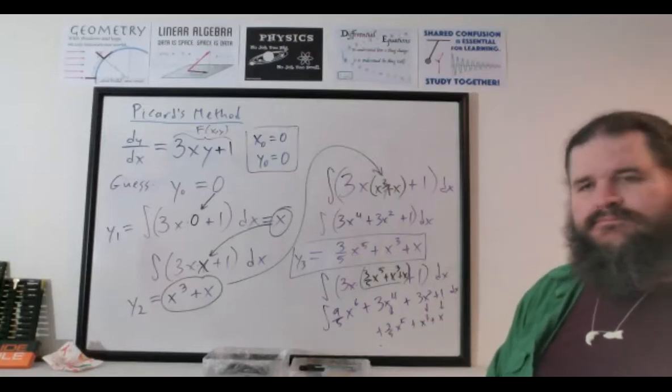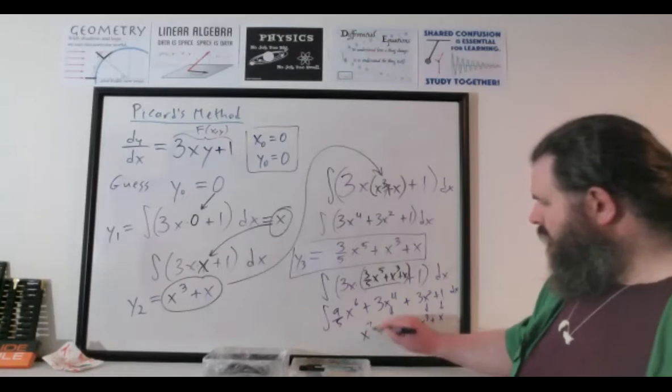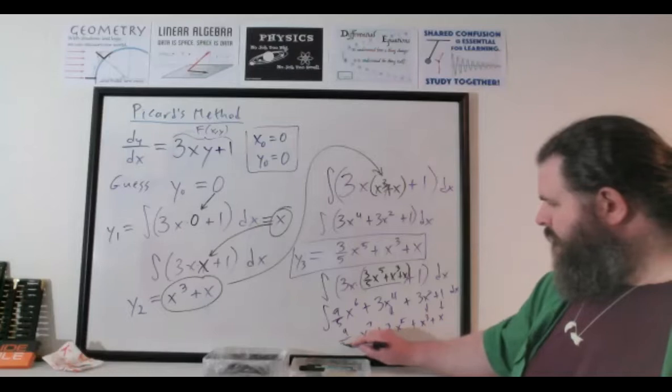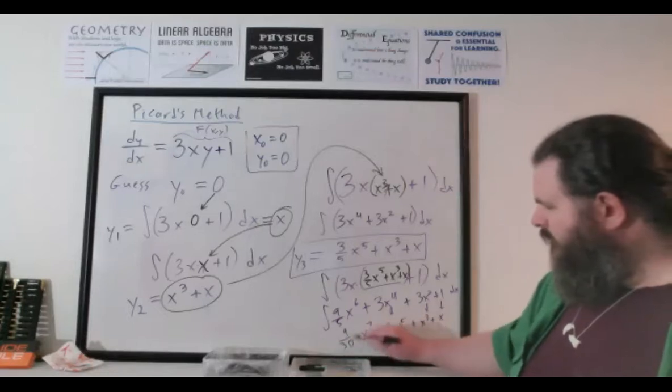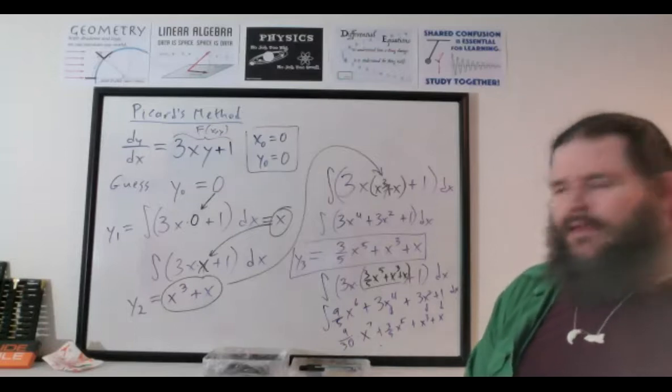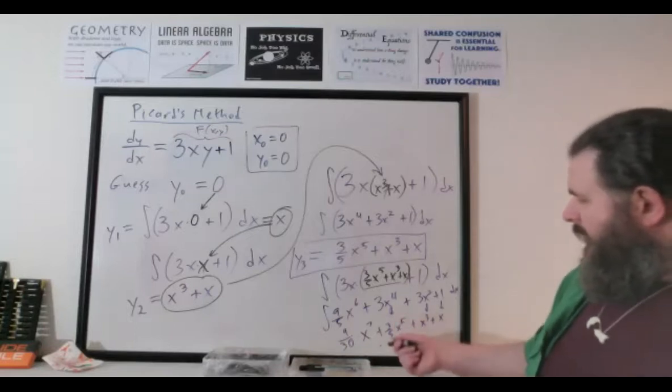X to the 7, 9/35. Yeah. Or just 30, I guess, because we've got 5 and an extra 6. So 9/30. And then we can keep this going.